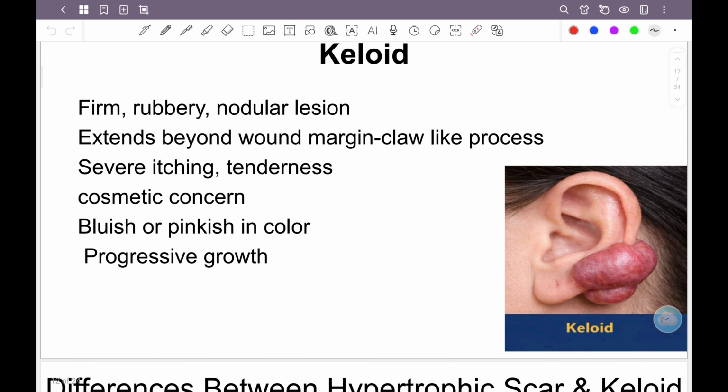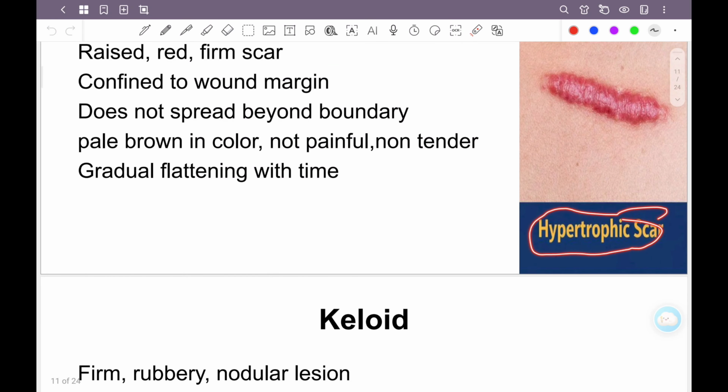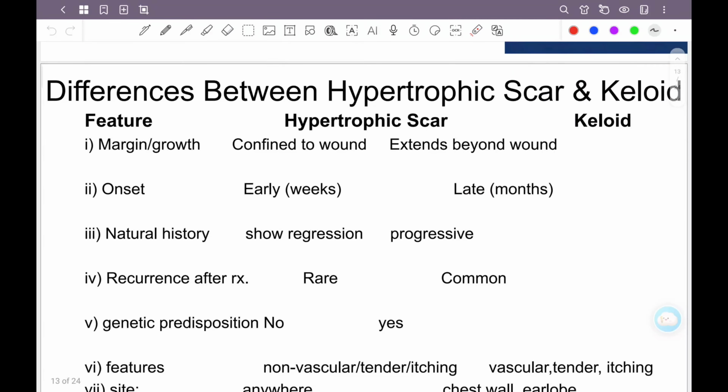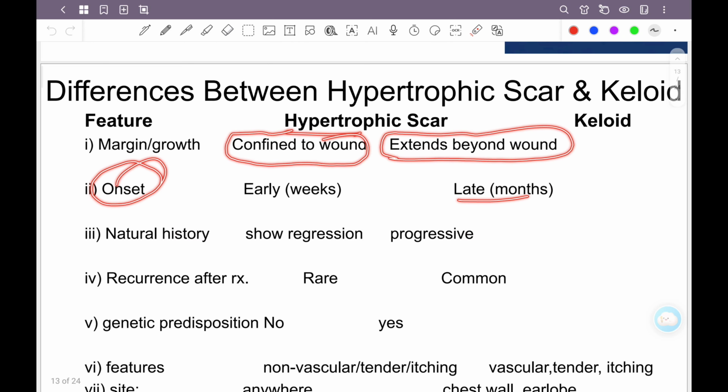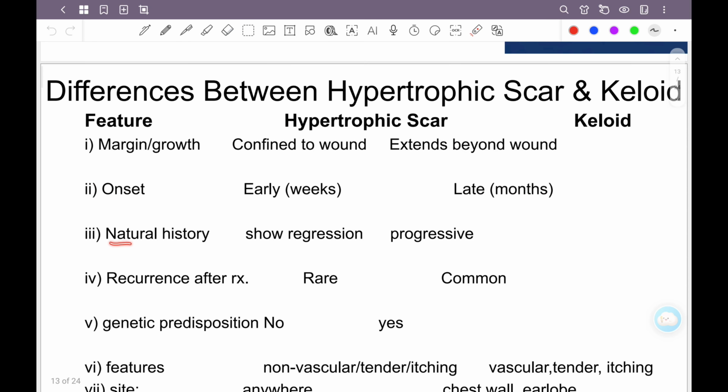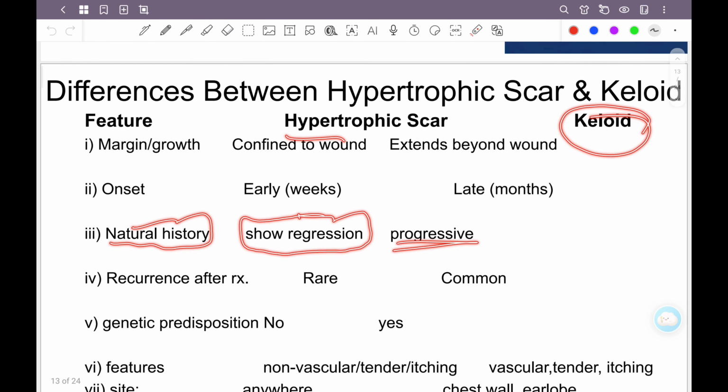So how do you differentiate between the keloid and the hypertrophic scar? The keloid extends beyond the wound, but the hypertrophic scar is confined to the wound. The onset of the keloid is late, whereas the onset of the hypertrophic scar is early, within a week. What is late? That is within a month. In natural history, the hypertrophic scar has a tendency to regress, but the keloid is progressive in nature.